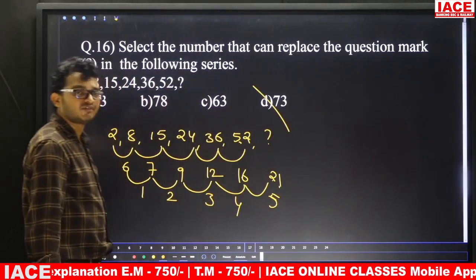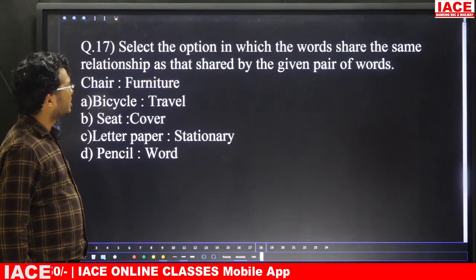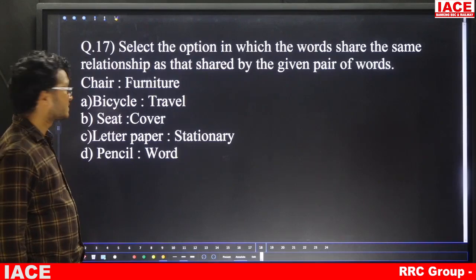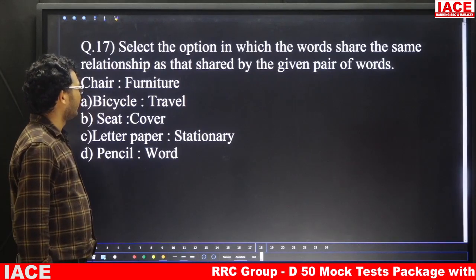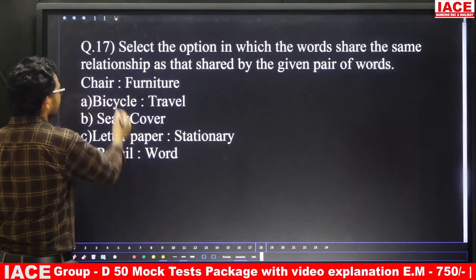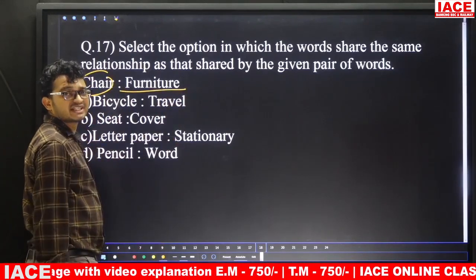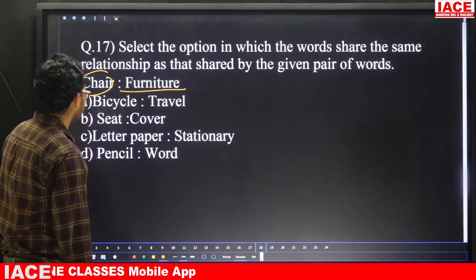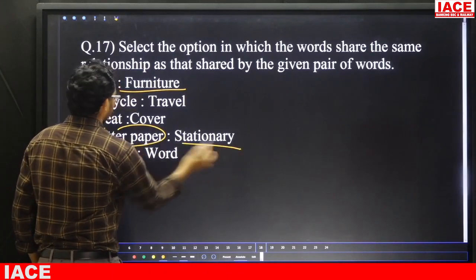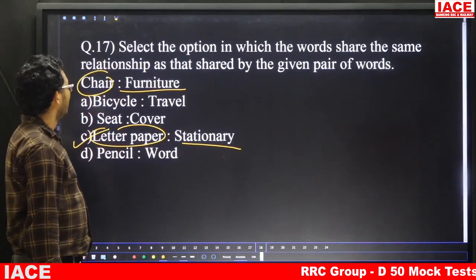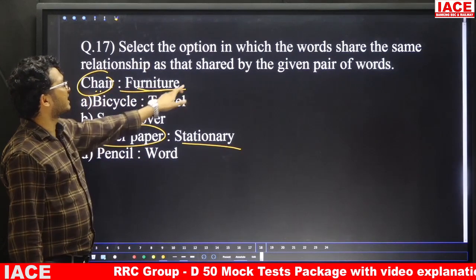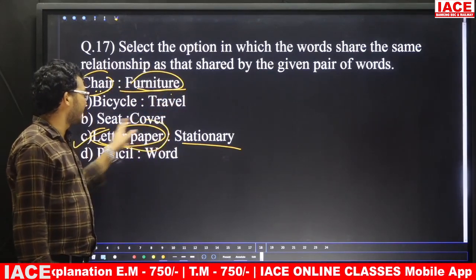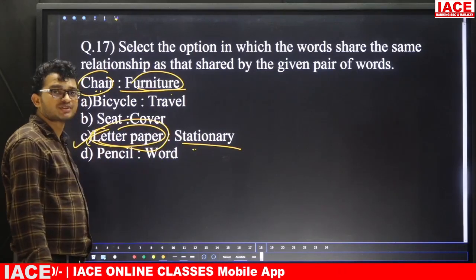The logic here is double difference. Question number 17. Select the option in which the words share the same relationship as that shared by the given pair of words. The given is chair related to furniture. Friends, chairs are available in furniture. We will get chairs in a furniture shop. Same as bicycle, travel, no. Seat cover, no. Letter paper is available in stationery. Yes. So the answer is option C. Chairs come under the category of furniture. In the same manner, letter papers are available in a stationery shop. So the answer is option C.